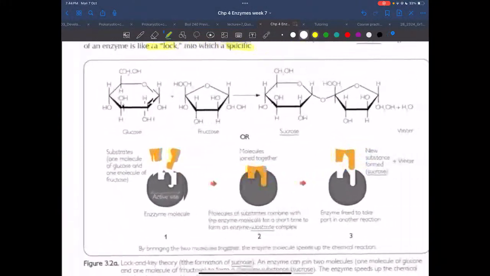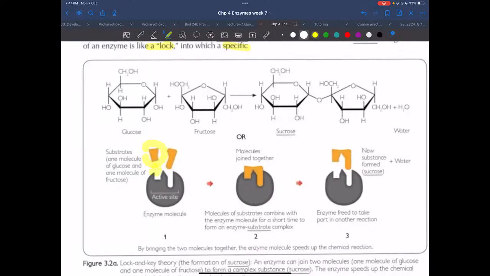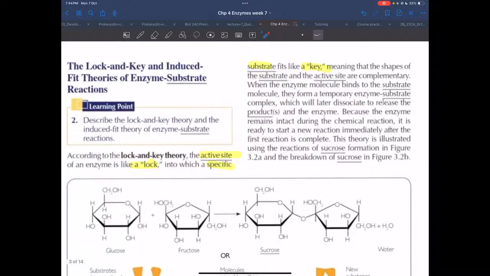For example here, this shape is complementary. This shape completes this shape. This shape completes this shape. When they complete each other, we call them complementary. So the shapes of the substrate and the active site are complementary. This word is very important. And then they tell you that when the enzyme molecule binds to the substrate, they form a temporary enzyme substrate complex. So how does this work?